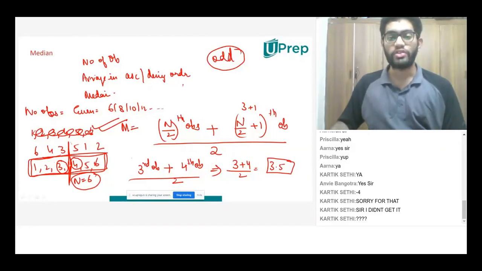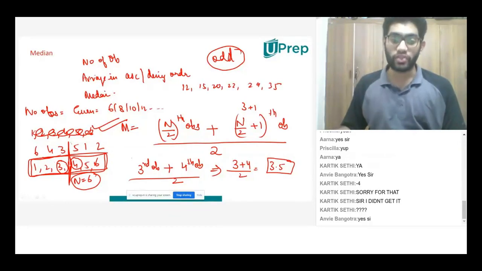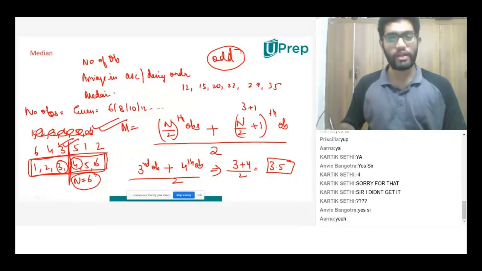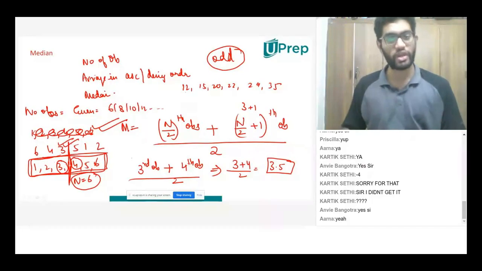The formula will come into the picture when your numbers are not in a particular sequence and there is no pattern. Say 12, 15, 20, 22, 29, 35 is the median. That is when you are supposed to check whether n is odd or n is even. Otherwise, you can simply apply this logic. Is this very clear? Let's see if the logic is applicable over here. We'll take numbers which are random and not in a particular series. Are we very clear till here, guys?